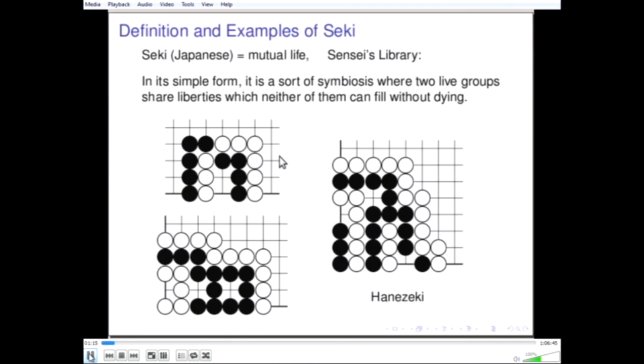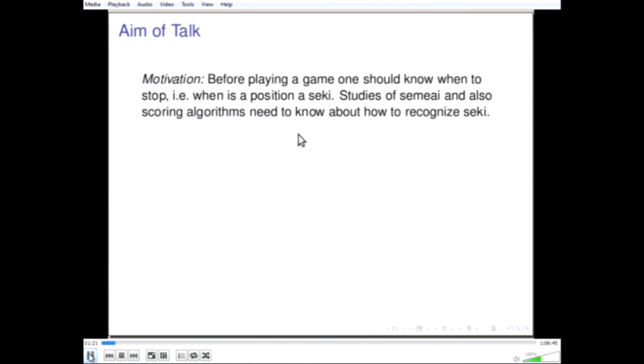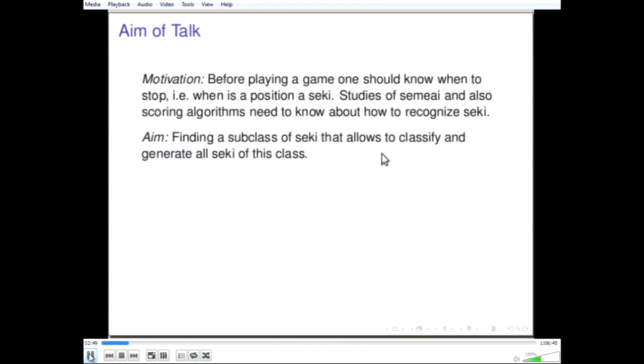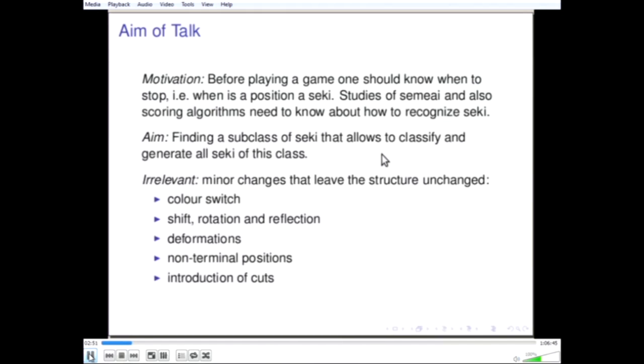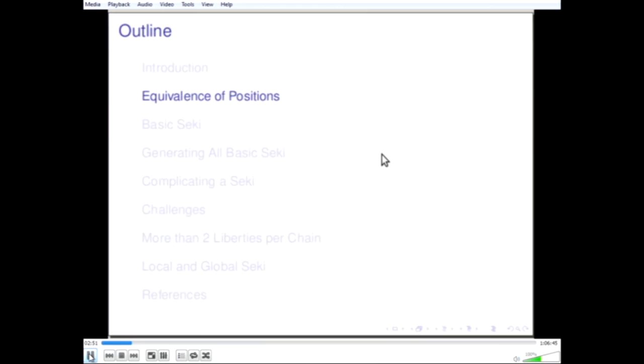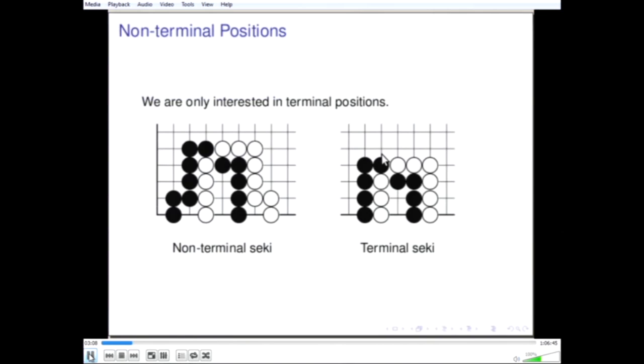This talk will be concerned more with a generalization of this type of Seki, simpler ones. The motivation is, strictly speaking, without knowing when to end the game, a Seki involving just shifts, rotation, deformations, so changing the shape of chains. And we are not interested in non-terminal positions, so where both sides can still make moves, or even the introduction of cuts. So let me give an example.